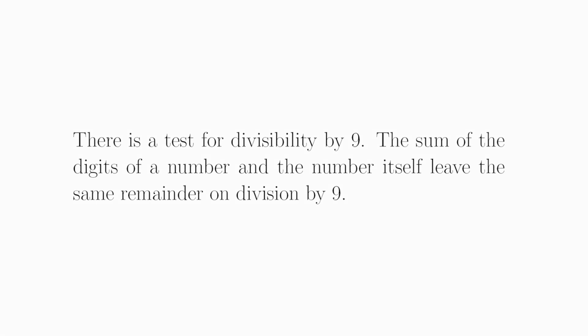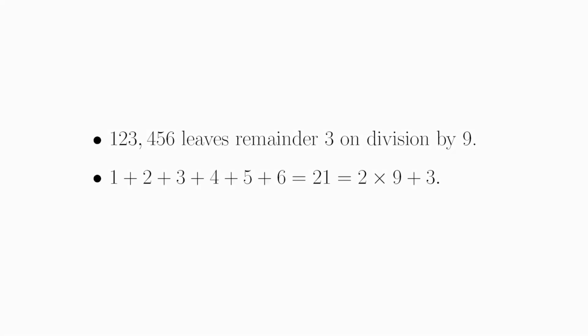There is a test for divisibility by 9. The sum of the digits of a number and the number itself leave the same remainder on division by 9. This test is so well known that you don't have to justify it in JMO, but we will do that. For example, 123,456 leaves the remainder 3 on division by 9, and so does the sum 1 plus 2 plus 3 plus 4 plus 5 plus 6, which is 21.